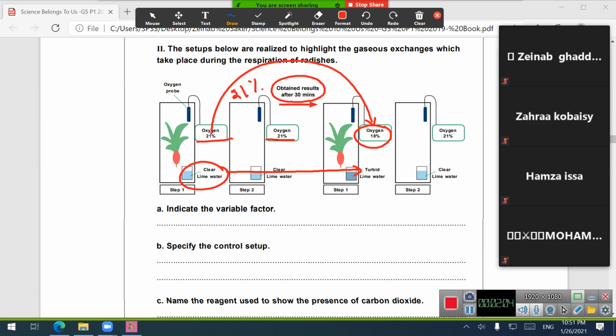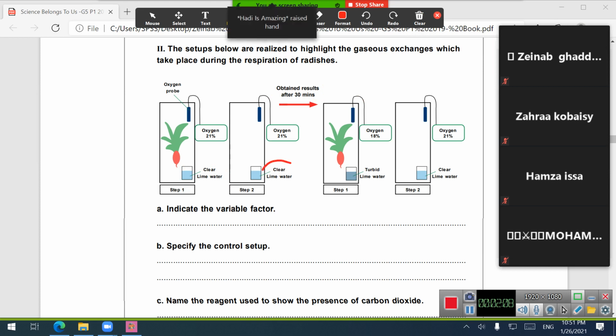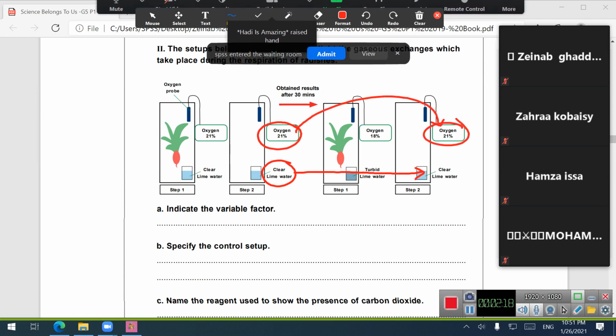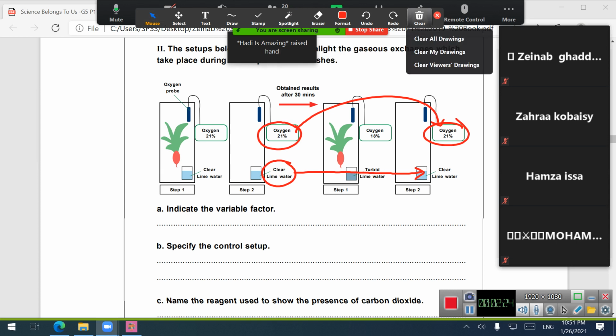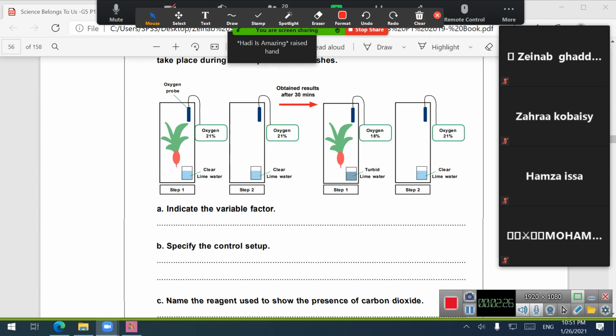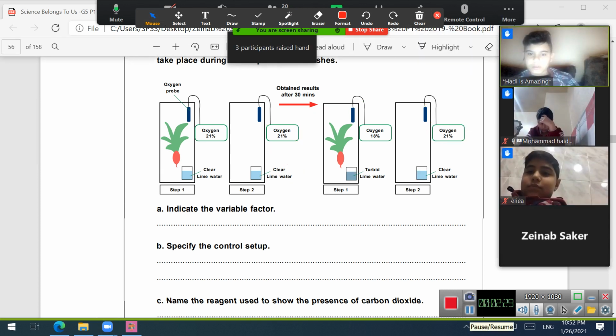While in step 2, the clear lime water is still clear, and the amount of oxygen is still the same. Who can give me a conclusion about what is happening now? What is taking place in this experiment? Okay, Hadi, you can start now.